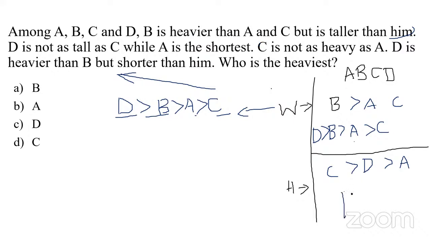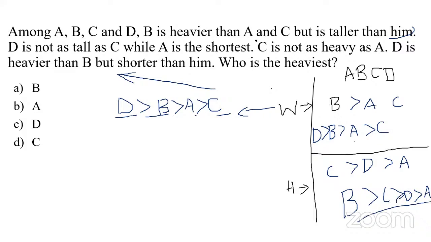B, then C, then D, then A, right? So what is the next one given? D is heavier than B, but shorter than him, right? D is shorter than only him, no? D is shorter here, right? In the statement itself, we can see, right? So D is shorter than him. Do you understand this or not?